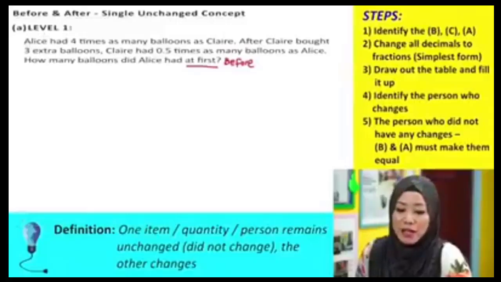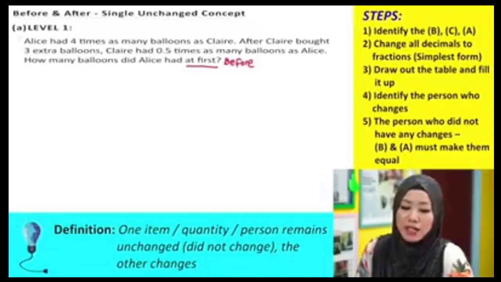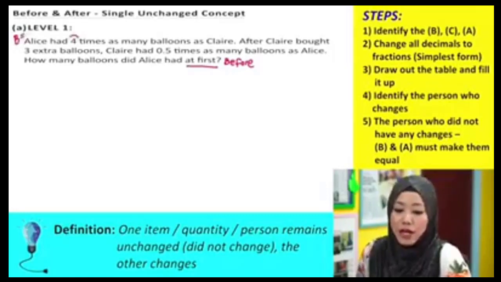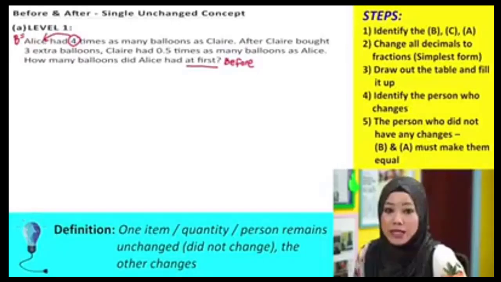So Alice, the first sentence, Alice had 4 times as many balloons as Claire. This is the before. So Alice had 4 times. I circled the 4, and this 4 belongs to Alice. Circle and draw arrow back to the person. So this one, your child can follow through easily.